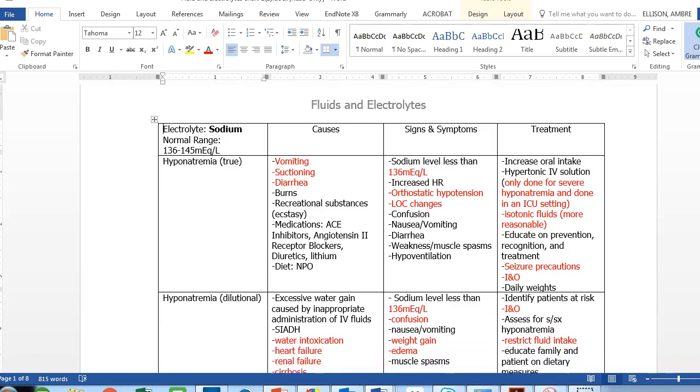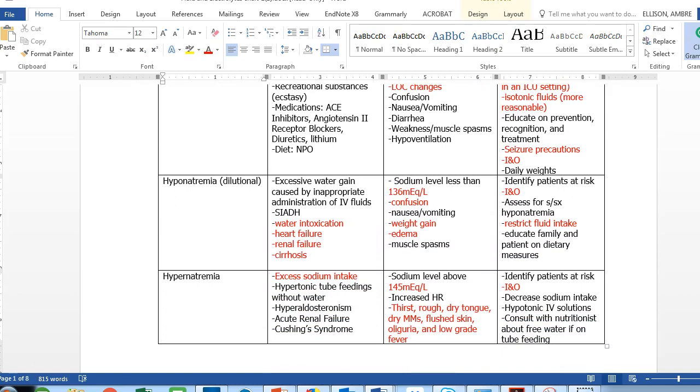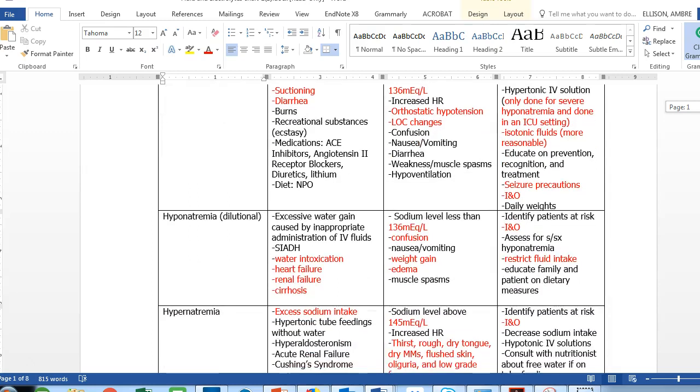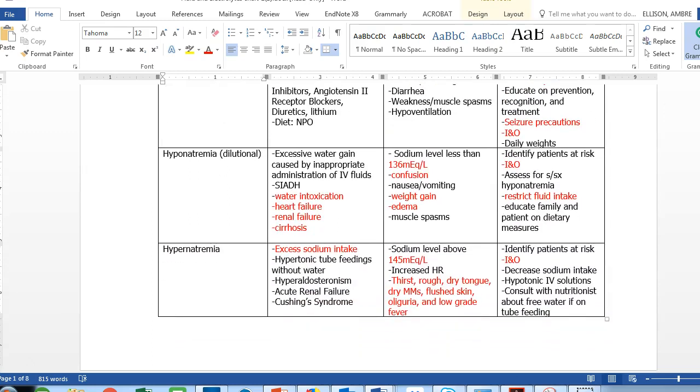You then have dilutional hyponatremia. The things that you need to remember for causes is that dilutional hyponatremia can be caused by water intoxication, like somebody drinking way too much water, which is rare because most of us don't drink enough, heart failure, renal failure, and cirrhosis. Confusion, weight gain, and edema are your big symptoms, and you again want to monitor their eyes and nose, but you also need to restrict their fluid intake.